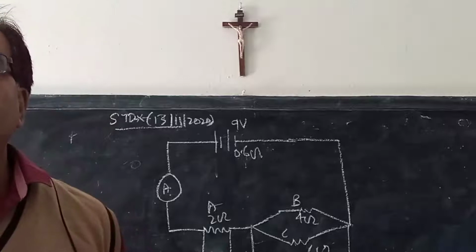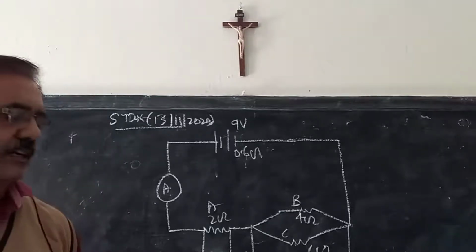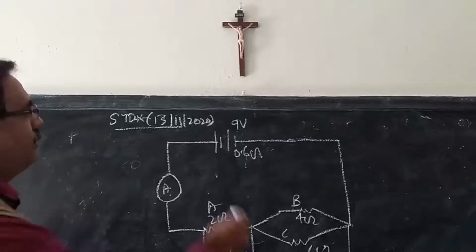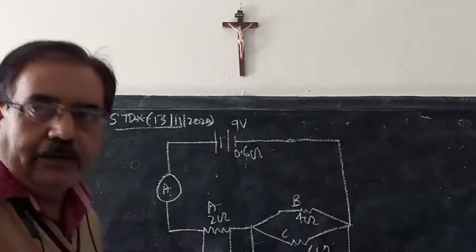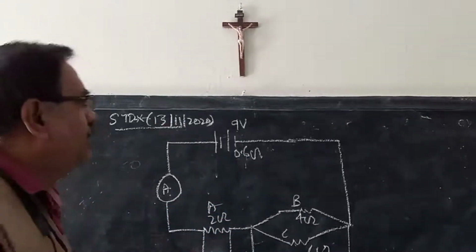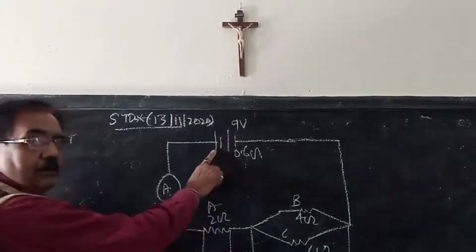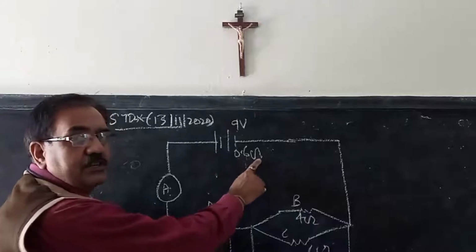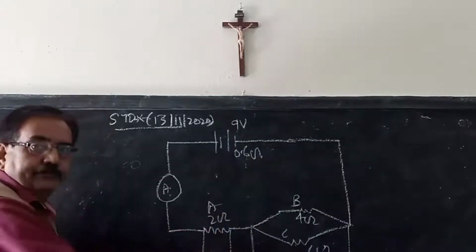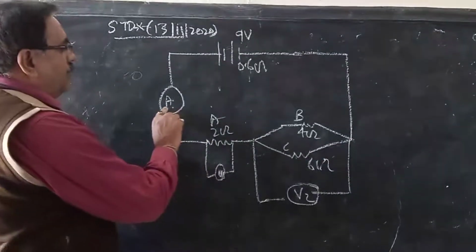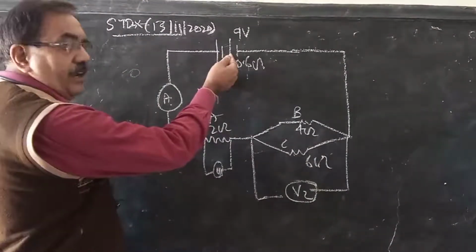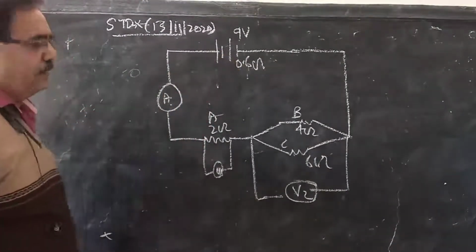See here, the question which I explained in the live class, I am going to upload in video also. This is given: a cell of 9 volt and 0.6 ohm internal resistance. Right? This is the ammeter. The ammeter gives the reading of the current drawn from the cell.